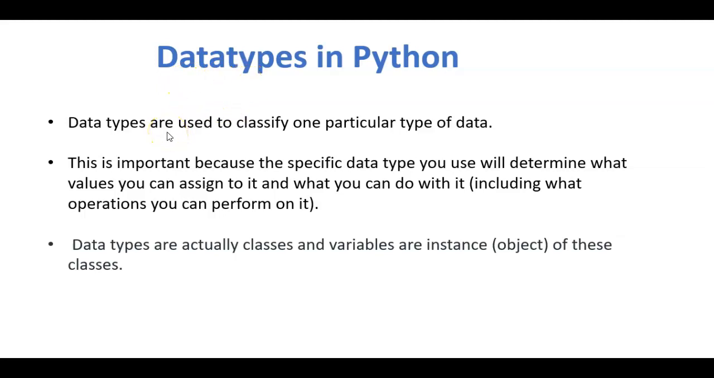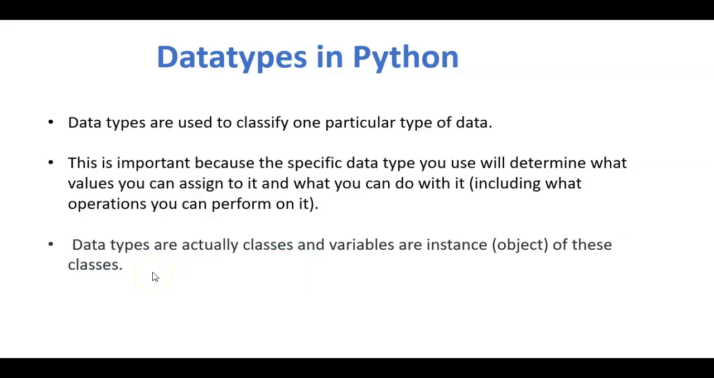To store different types of data, we'll be using data types. This is important because the specific data type we use will determine what values we can assign to it and what operations we can perform on it. So data types help in determining what values we can assign to a variable and what operations we can perform on it. Data types are actually classes, and variables are instances of these classes.